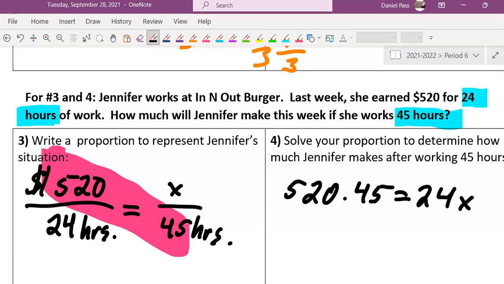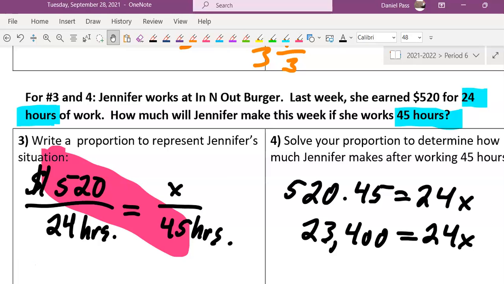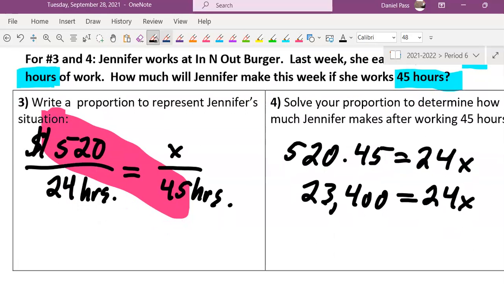520 times 45 is 23,400. Divided by 24. Well, we want to write the equation first. Okay, now we're going to divide by 24. What did you get? I got 975. Yep. So that stands for dollars, right?